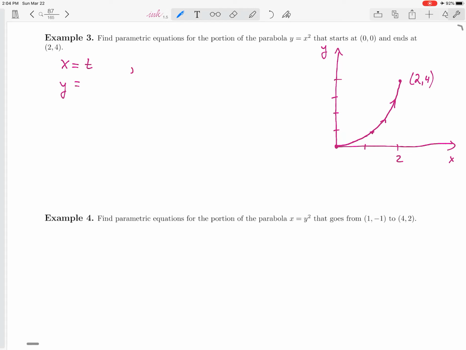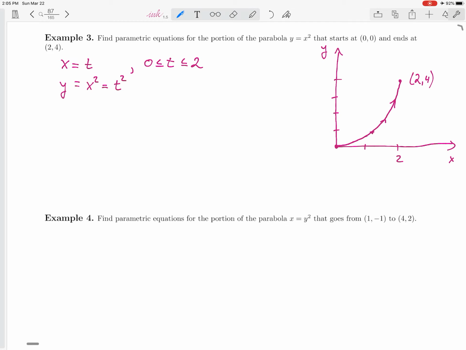So I can just say let x be equal to t, where 0 is less than or equal to t is less than or equal to 2. So that definitely does the right thing to x. And then how do I find y? Well, y is equal to x squared. But if I let x be equal to t, then x squared is equal to t squared.